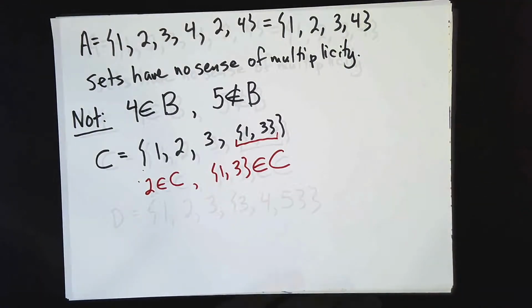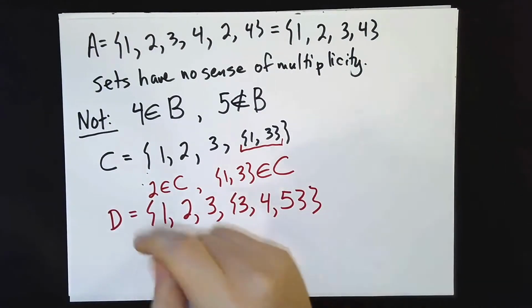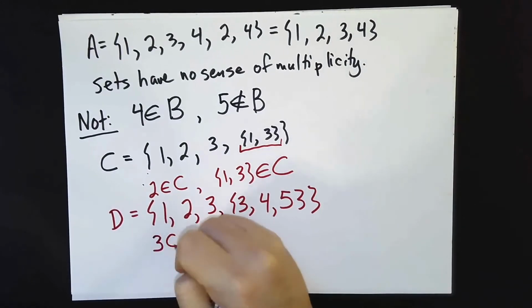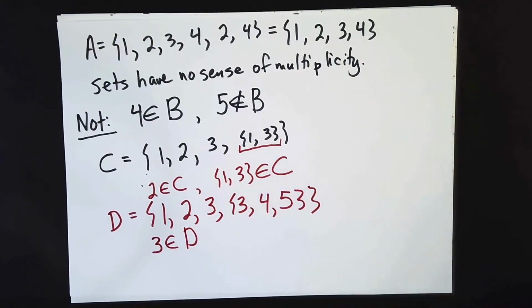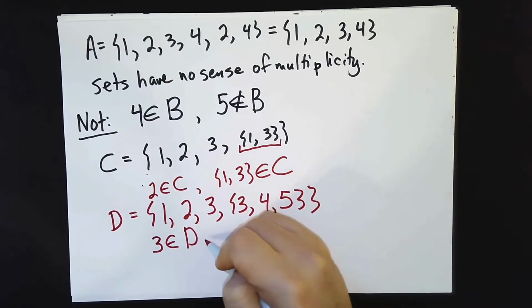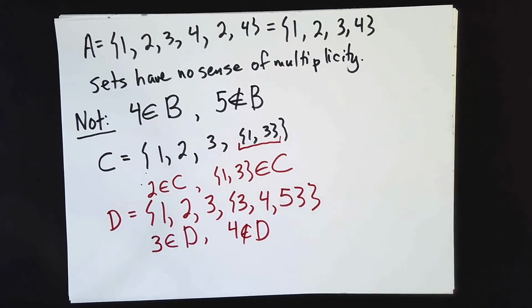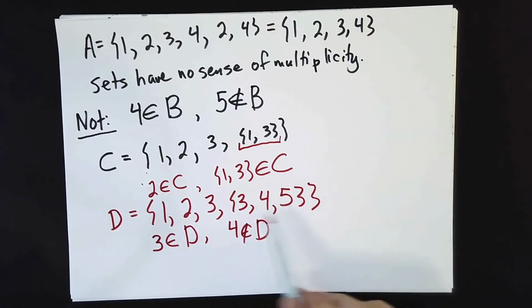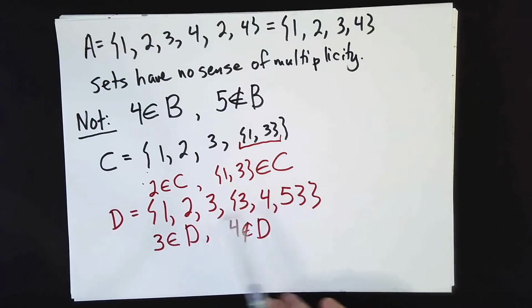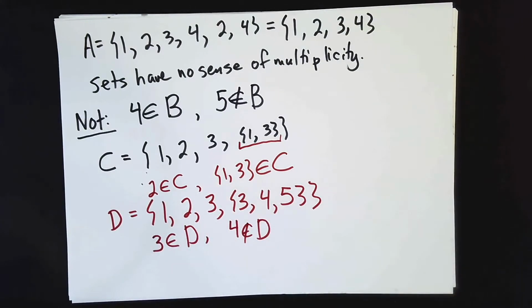Now, if I look at something like D, it is true that 3 here is an element of D, but, and this is important, 4 is not an element of D. 4 is an element of this thing that is an element of D, but 4 is not itself an element of the set D as I've defined it here. Okay, so make sure you distinguish between these things.